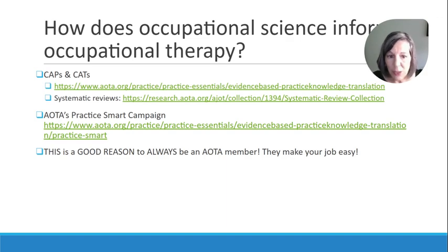AOTA also has their Practice Smart campaign, which has some knowledge translation research into basically things that we shouldn't be doing, things that we should no longer explore. For example, motor control was the way that we used to treat stroke patients, but it's not very occupation based. And they're saying, well, now we should be looking at more of a motor learning approach.